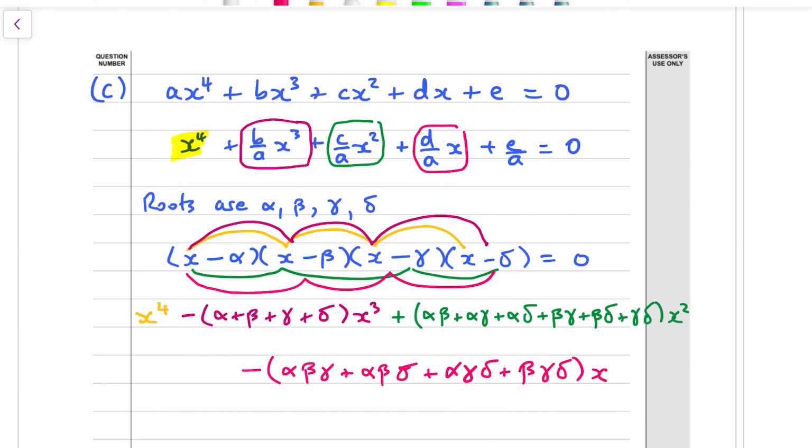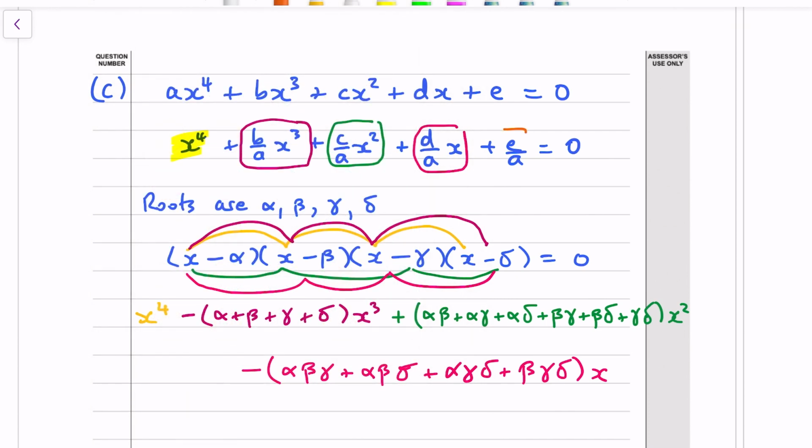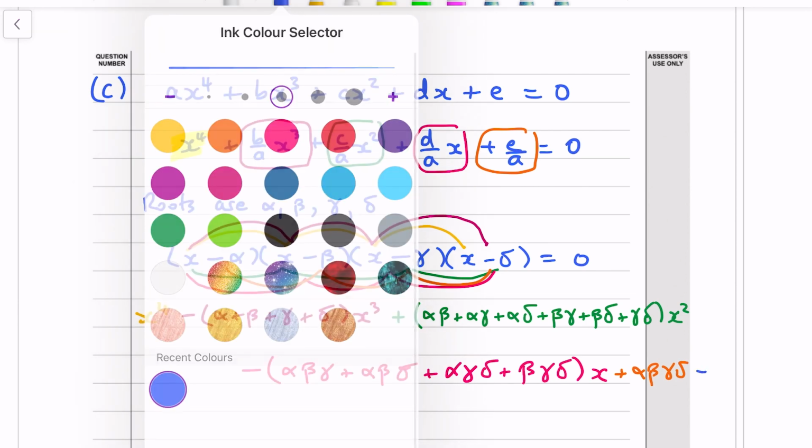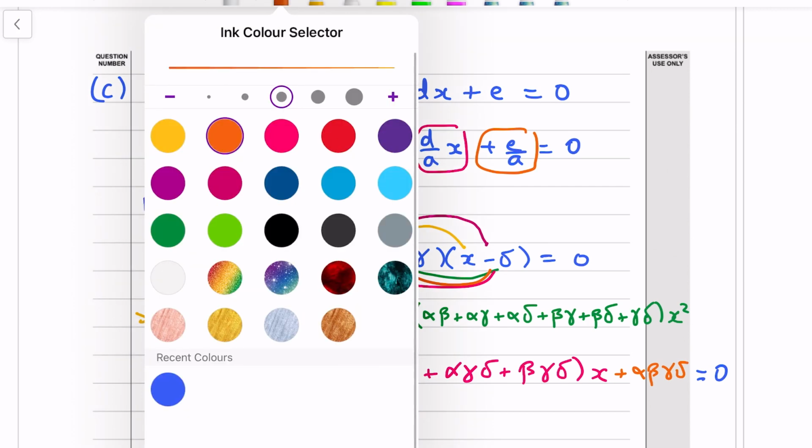Because remember, the quartic equation we've got, we know the roots of it. So we know its expanded format, we know its factored format, and we can re-expand the factored format, and they're all the same quartic. Okay, lastly, the product is fortunately an easy one. It's just number, number, number, number. So plus alpha beta gamma delta. Alright, and that all equals 0. And that there is our constant term.